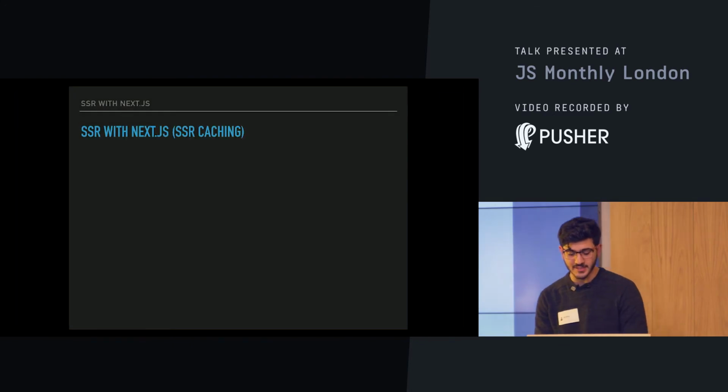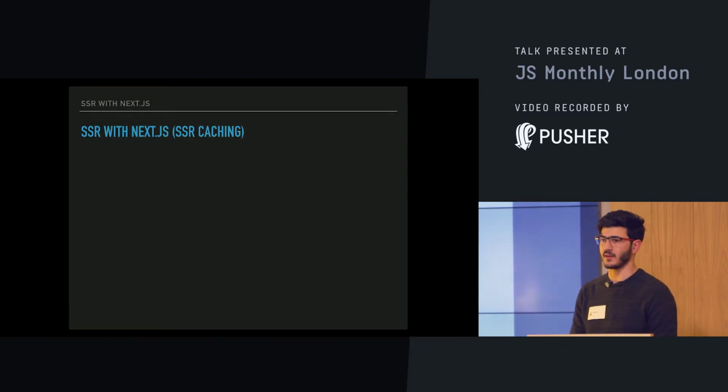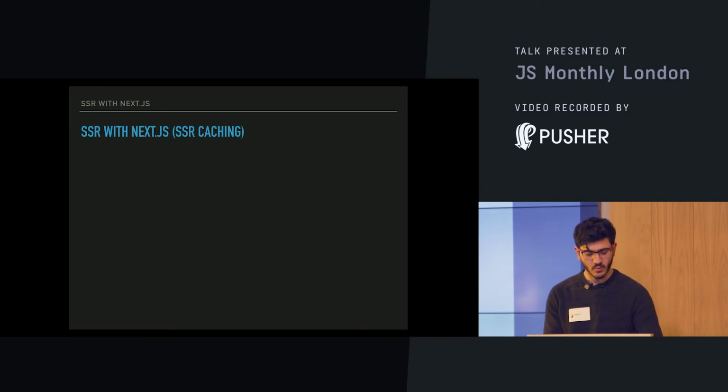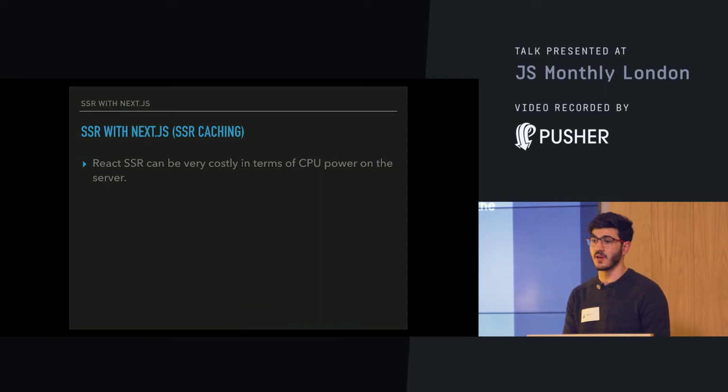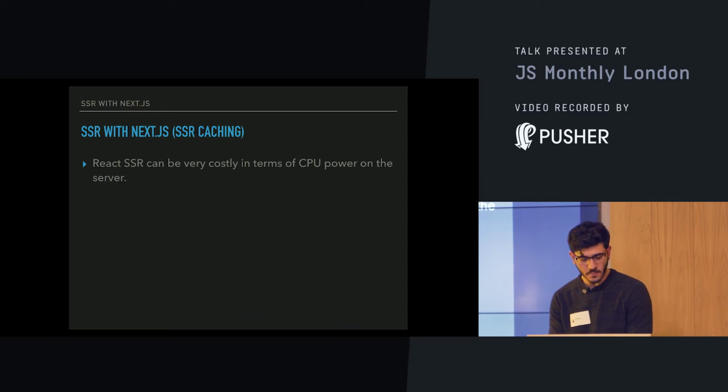So another one of Next.js's features is SSR caching. What SSR caching is, it kind of solves that issue of increased server load. So like I mentioned earlier, server-side rendering can use a lot of your server power. Again, that could cost you money down the line if you're using Azure.